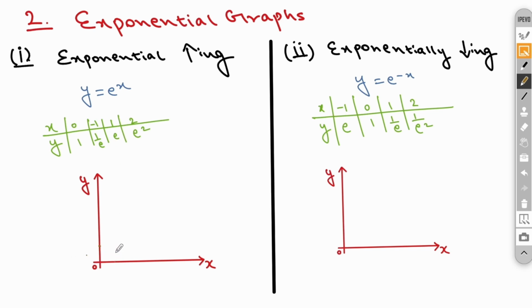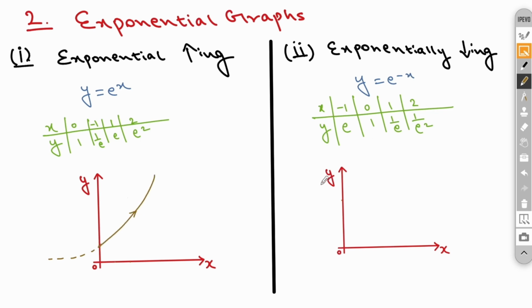When x is 1, y is e, which is 2.7 something. It will be somewhere here. Similarly, when x is 2, y is e raised to power 2, right? E square is 2.7 squared. So the graph will look something like this, right? So we have drawn the graph for the function y is equal to e raised to power x.